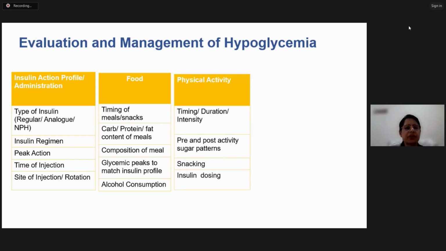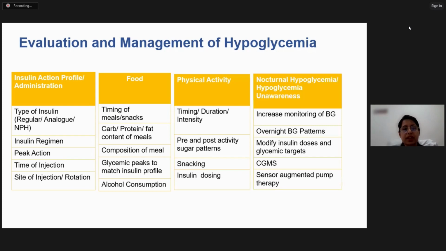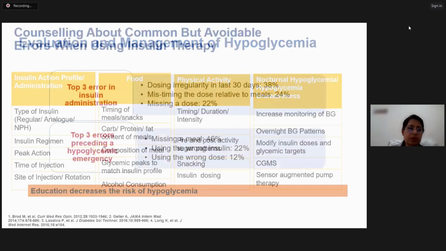Then activity: timing, duration, intensity, whether they are having pre and post activity snacks, or taking the right snack during the activity, or what the insulin dosing for activity is. And if they are having nocturnal hypoglycemia or hypoglycemia unawareness, it is important to increase the monitoring of blood glucose, especially the overnight patterns, and modify insulin doses and glycemic targets. CGMS is very helpful in this, and sensor augmented pump therapy is also helpful in reducing the episodes.